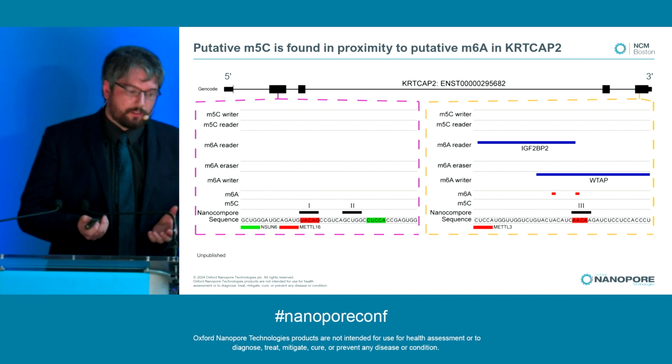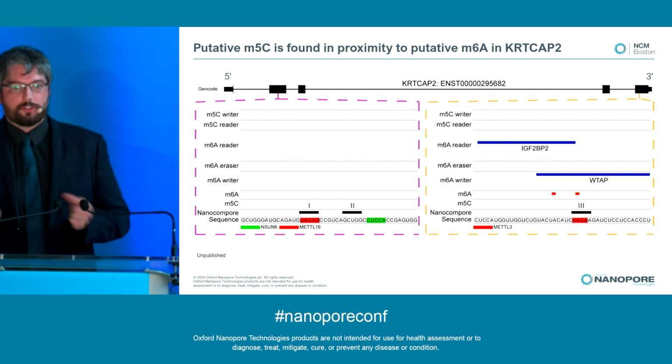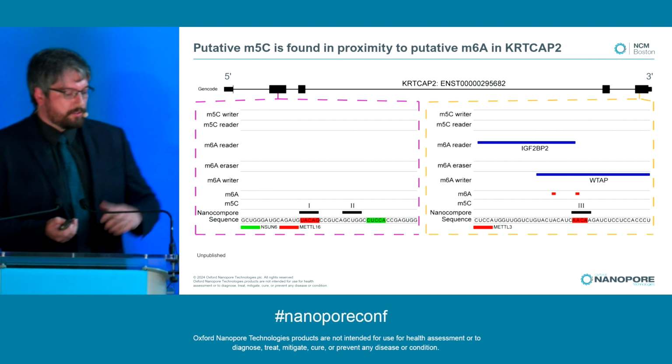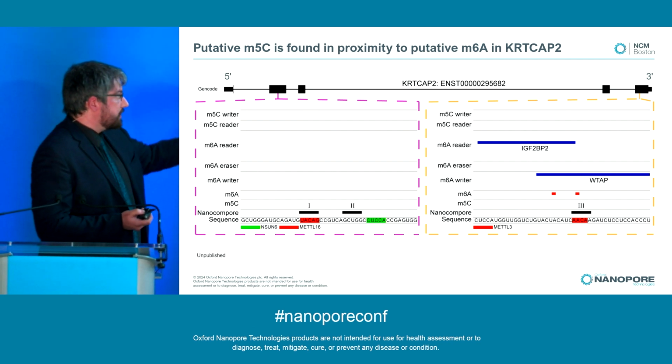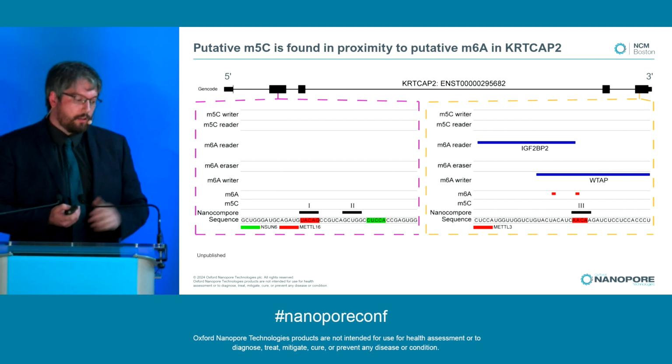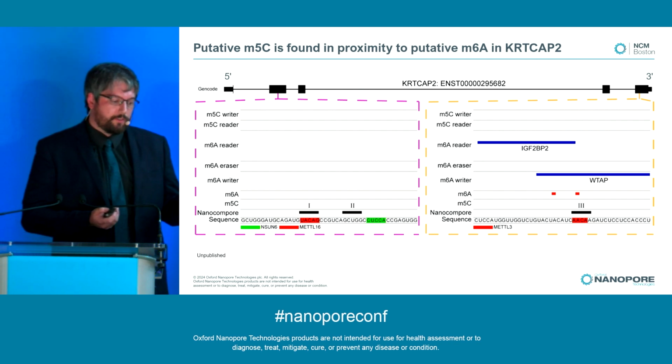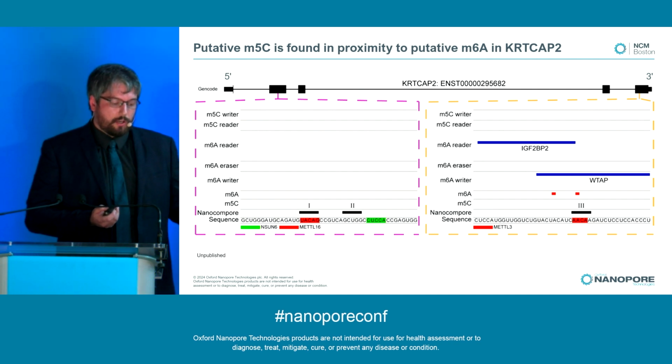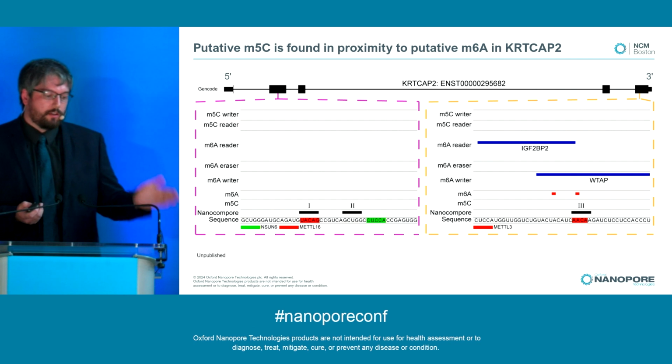And so some of the interesting things that we can do now is start looking at modifications in close proximity to each other. And so this is an example where we have an M6A site that's next to an M5C site in the 2nd exon of this gene KRT-CAP2. And then we have another M6A site in the terminal exon.